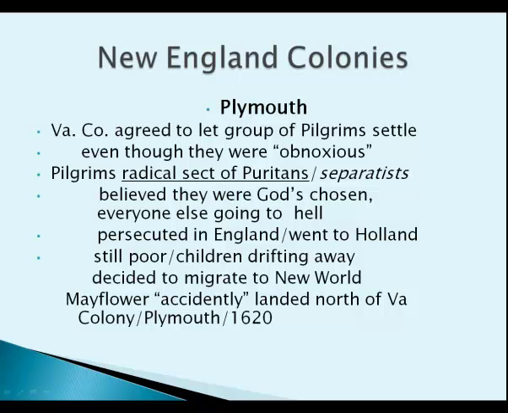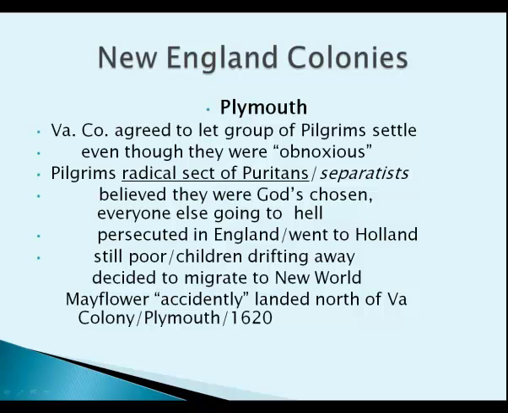They were still a poor and small group, and like I told you in the first chapter, the Netherlands was the place to be, very progressive, and their children were leaving the church. So the congregation was getting smaller and smaller. So they decided to migrate to the New World after getting permission from the Virginia Company.